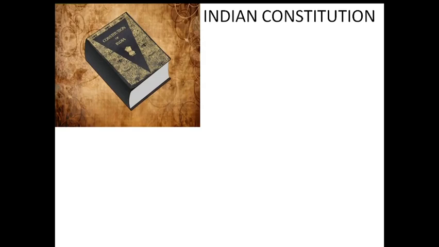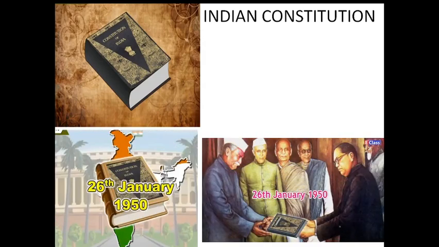So how we have a calendar in a school where there are different rules related to admissions, exams, behavior, and so on. Similarly, the rules to govern a country are mentioned in a constitution. This constitution came into force on 26 January 1950.